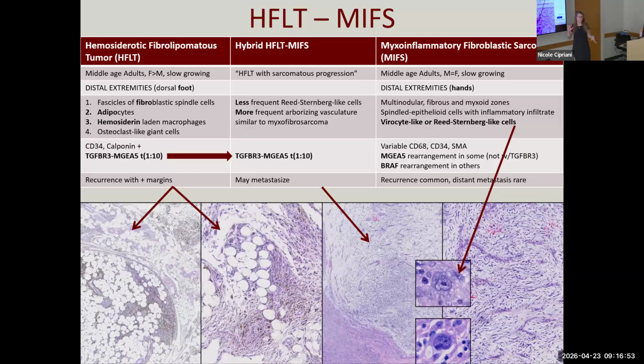The only differences between myxofibrosarc and myxo-inflammatory fibroblastic sarcoma are, one, location. Usually the MIFSs are on the distal extremities and hands and feet. Usually they have a little bit more inflammatory cells in the background, and usually they have these large virocyte or Reed-Sternberg-like cells poking around in the background. Again, you have to grade them based on the French system, high, intermediate, low, and they do have the MGEA5 or BRAF rearrangements, unlike myxofibrosarc, which does not have any specific rearrangements, and you may see them transform from an HFLT.